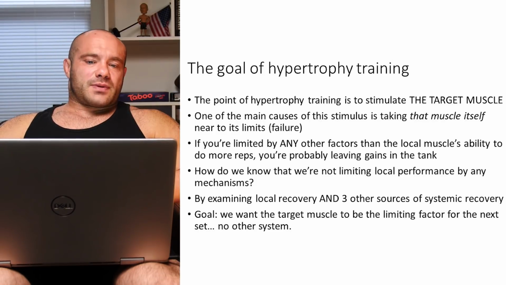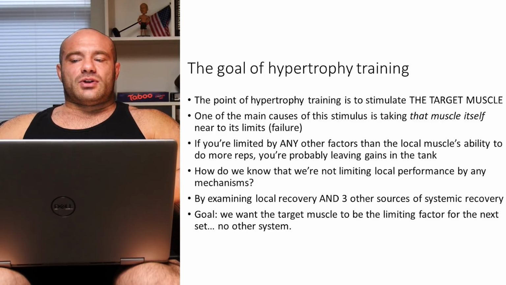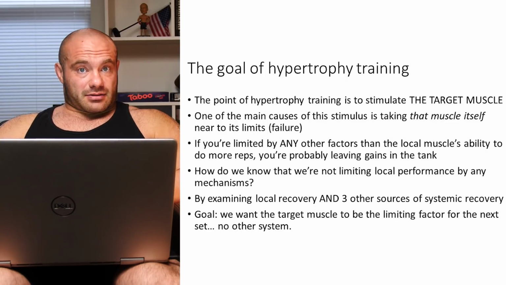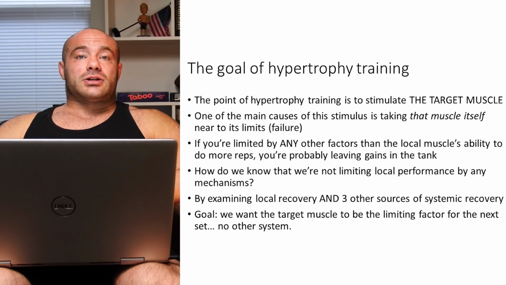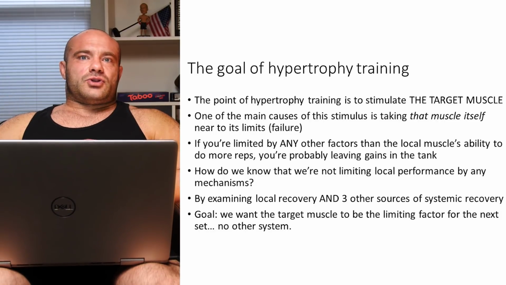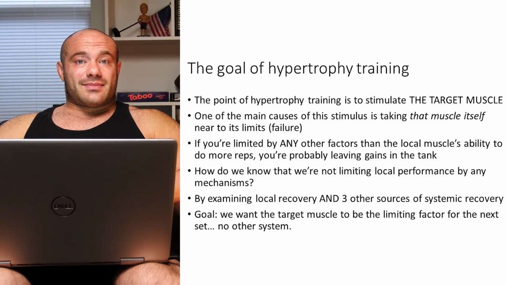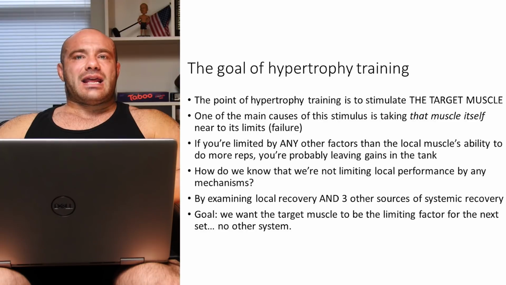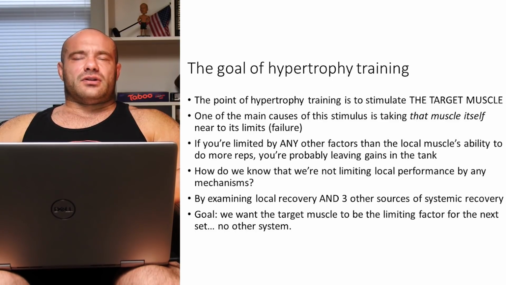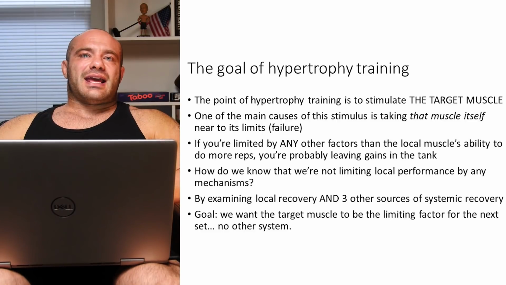But in hypertrophy training, as we grow muscle, the goal is to stimulate the target muscle. The target muscle. Not your lungs, not your nervous system, not your perception of how hard it is. So how do we stimulate the target muscle? From two lectures back, the best way is to take it close to failure, close to its limits, but take that muscle itself close to its limits, not be limited by any other factors. You want to be limited in your set by the local muscle's ability to do more reps, and if you're limited by anything else, you're probably leaving gains in the tank.